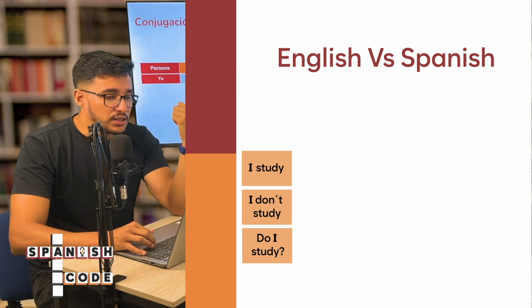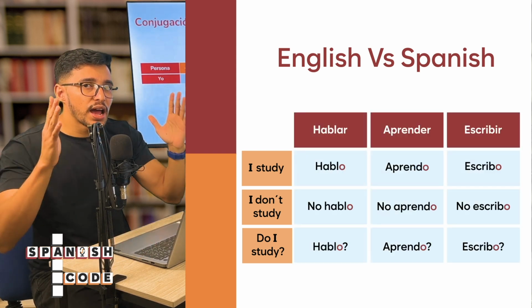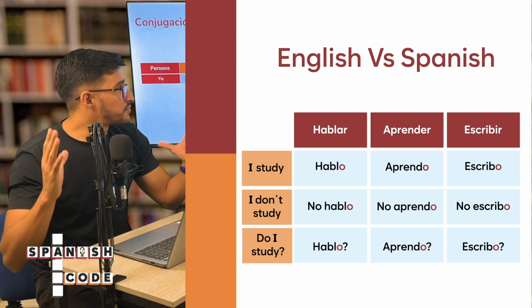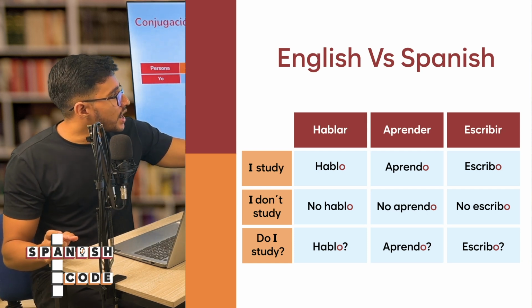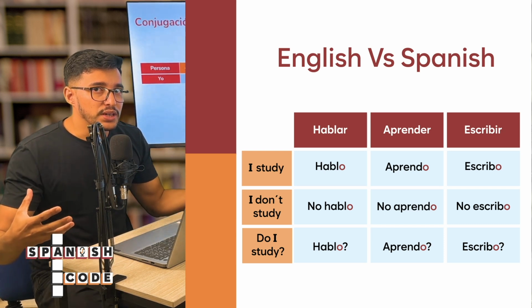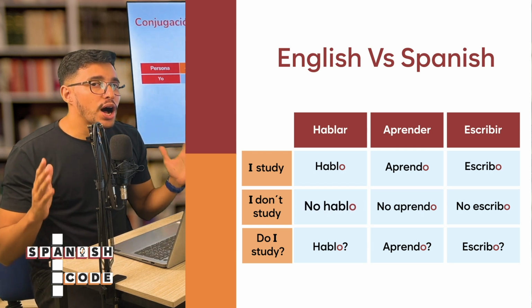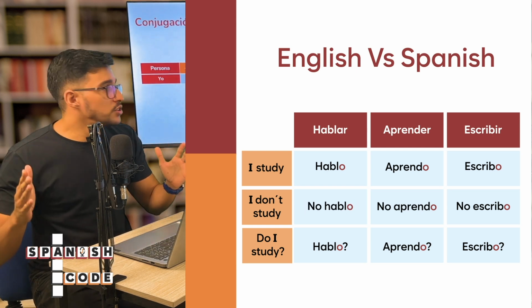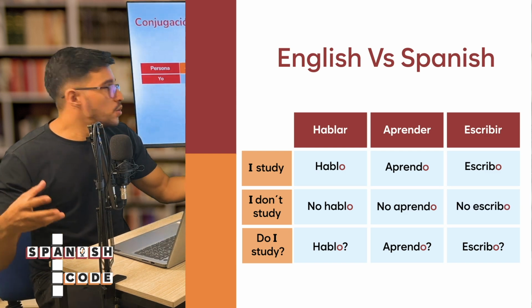In Spanish, it is going to be like this. If we have hablar, we're always going to have the conjugated verb, hablo, hablo, and hablo. But the thing is, we're going to have to put the word no in front when we're creating negative sentences. I do not speak. We don't have the do. And we're going to cover this later, but no hablo. It's only the no in front of the conjugated verb. No aprendo, I do not learn. No escribo, I don't write.